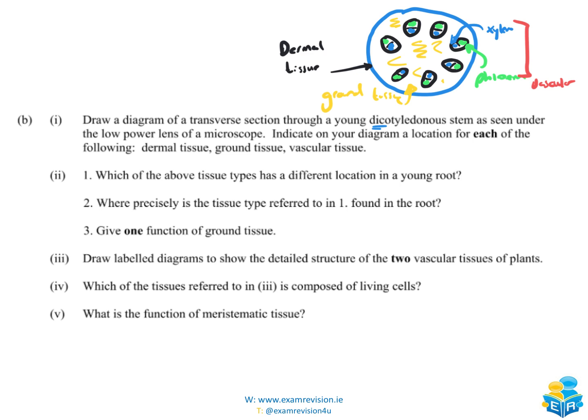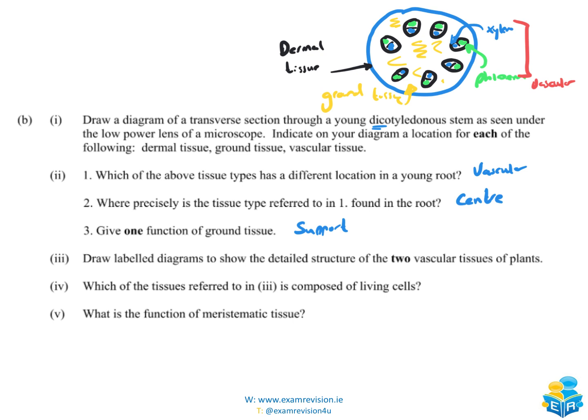Which of the above tissue types has a different location in a young root? So this one is going to be the vascular tissue. And the reason being is because it's found in the center of the root. When we look at the transverse section of a root, that was the next question there. Where precisely is this? It's more towards the center. It's not in a ring towards the outside. So give one function of the ground tissue. One of them is just support. It can obviously store food, and then photosynthesis will be another one there as well.